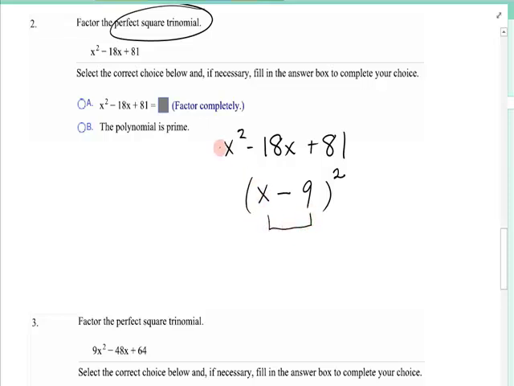x squared is x squared. 9 squared is 81. Multiply them for negative 9x. Double it for negative 18x.